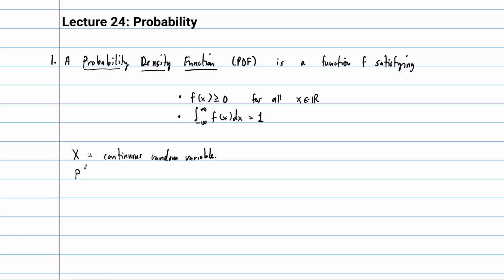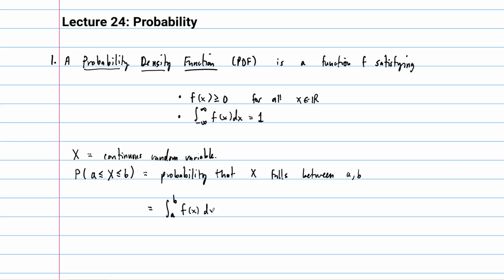So the probability that x, which has some numerical value, is between a and b, is the probability that this continuous random variable capital X falls between these values of a and b. This is given by the integral, not the entire integral over the entire interval, but the integral from a to b of f of x dx.